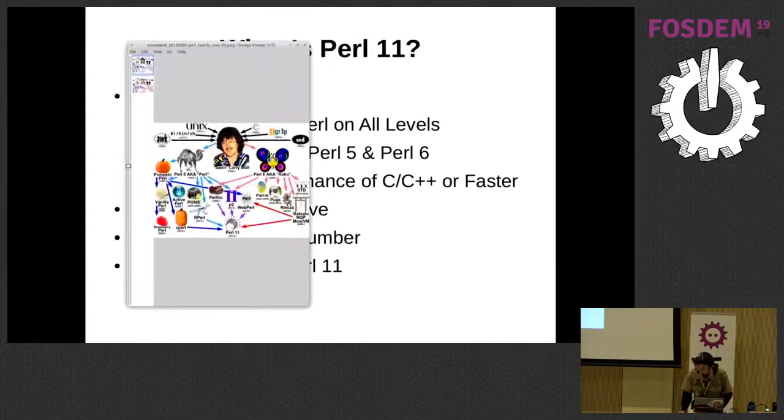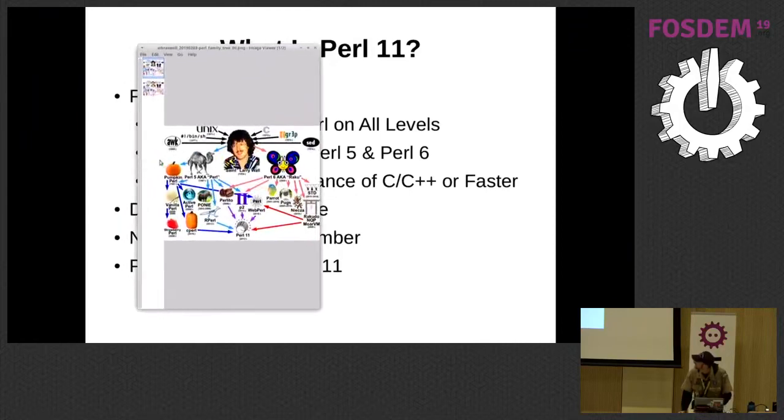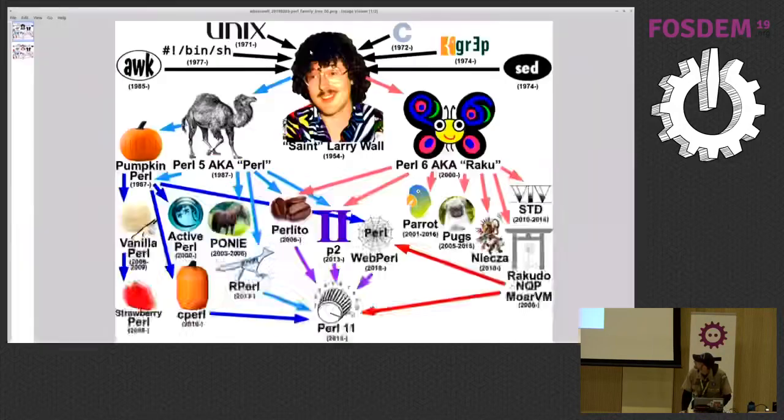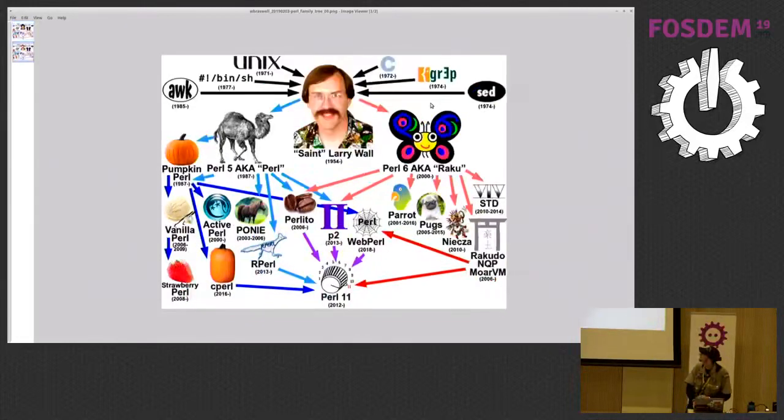All right, here we go. So this, let's see, this is the Perl family tree. It all started, in the beginning, there was Unix and C. And then all these other tools came, and this man here, Saint Larry Wall, wait a minute, that's the wrong picture. We just have to kind of swap him out there.